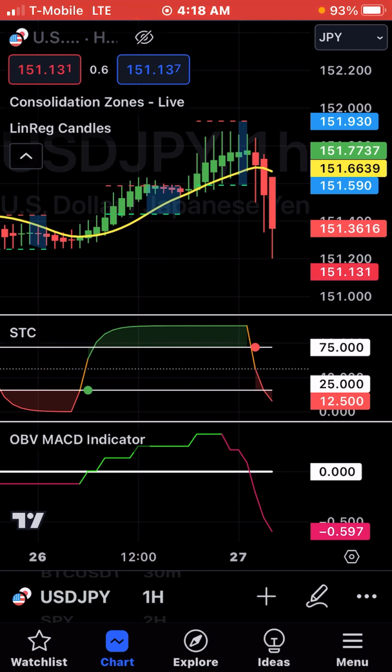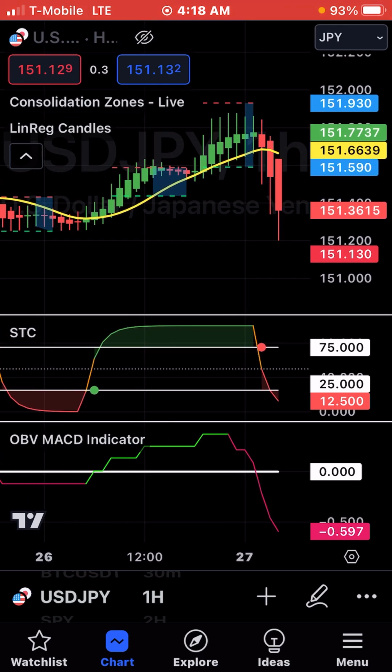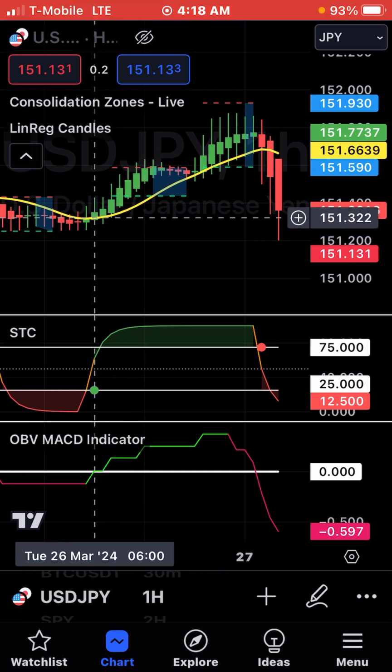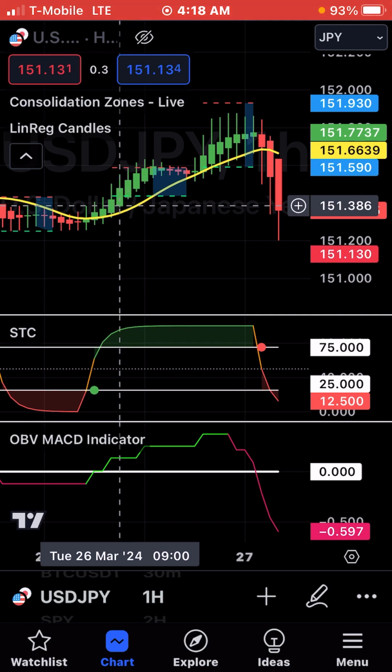Now we're doing this on the hour here. I personally do it on the hour. You guys can try smaller time frames if you want, but I find the hour will give you the best results. So we first want to wait for the candle to be above the linear line, and then we want to see that the line on the MACD is also above the white line, which is the 0 line.